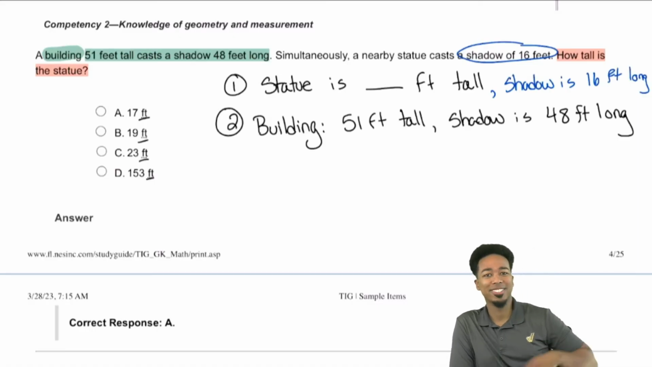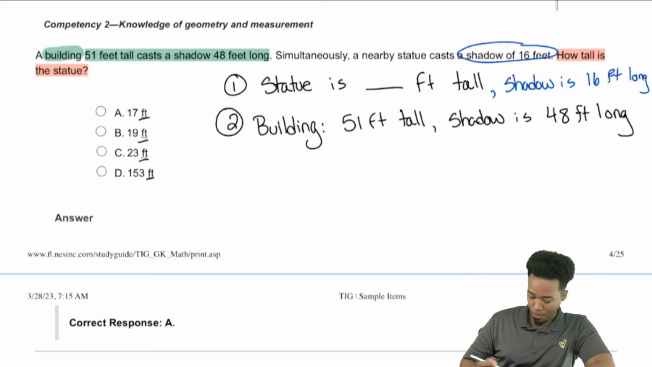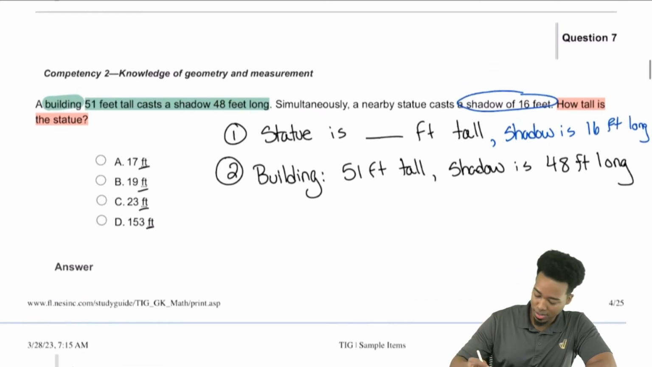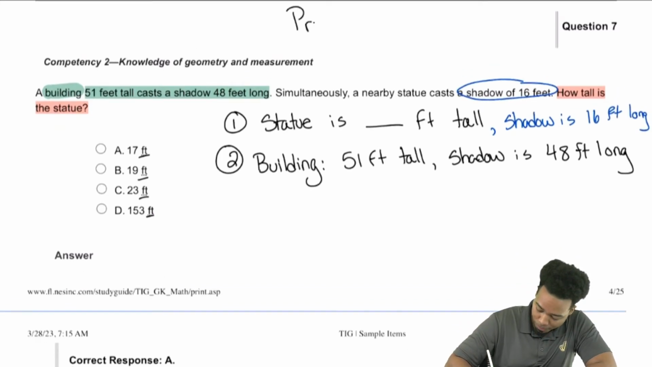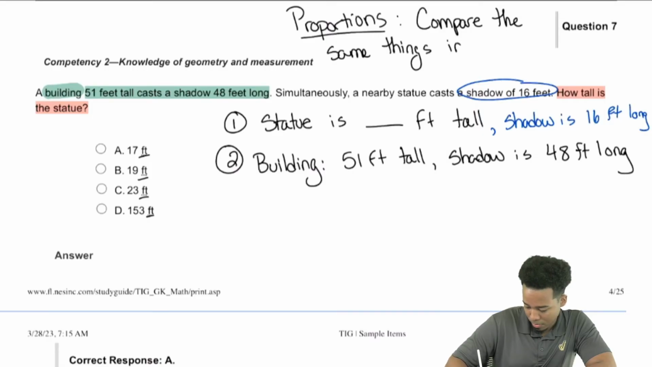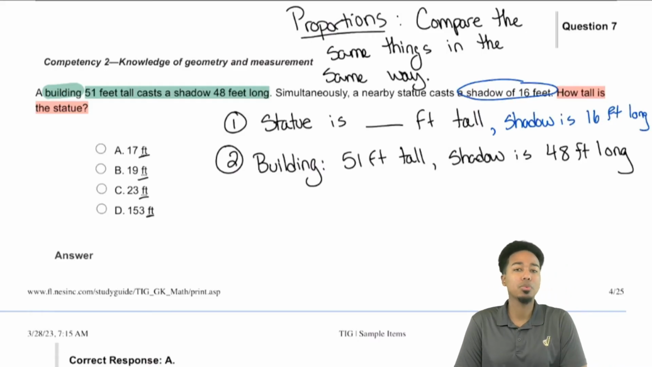Well, this is a proportion, and let me explain why. The main idea that proportions follow is this: proportions compare the same things in the same way. So write this down for yourself. Do yourself this favor. With proportions, we compare the same things in the same way. Booyah. That's what we're doing with proportions.